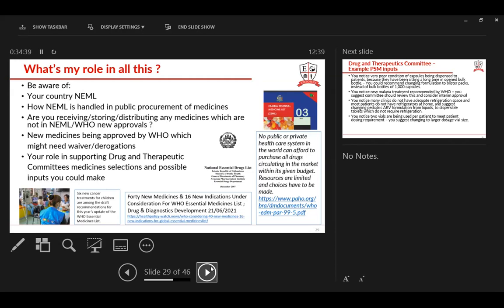New medicine must be approved by WHO. That's what we're saying. People bring drugs into their country that are not approved. Your role is in supporting the drugs and therapeutic committee's medicine selection, and any possible input you could make. Like Andy said, let's go and meet our parliamentarians and discuss the national essential medicine list with them. Let's advocate for more money to buy drugs for the country. Because if we do these things, then more people will live. We will get rid of a lot of diseases.